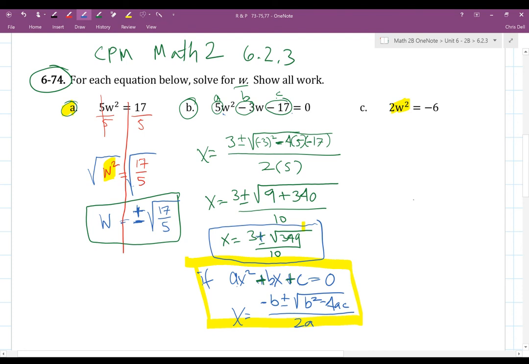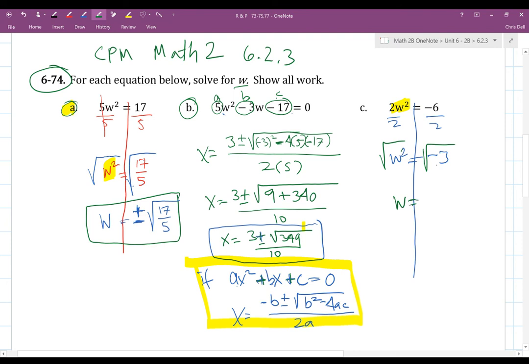Last one, we're going to do the same thing we did for a. So I'm going to try to get my w squared alone. And so I ended up with w squared is equal to negative 3. And remember, what did we do? We square root both sides to get my answer. So in this case, square root of w squared is w, correct? But I have the square root of negative 3.